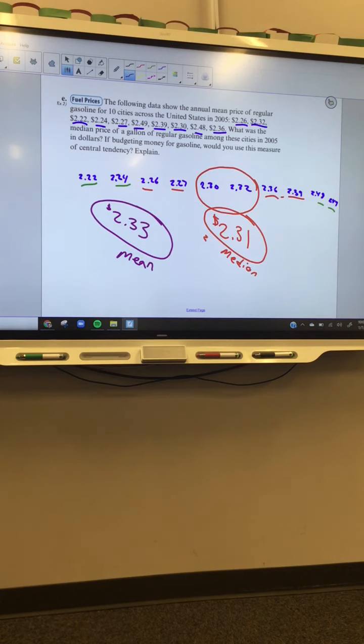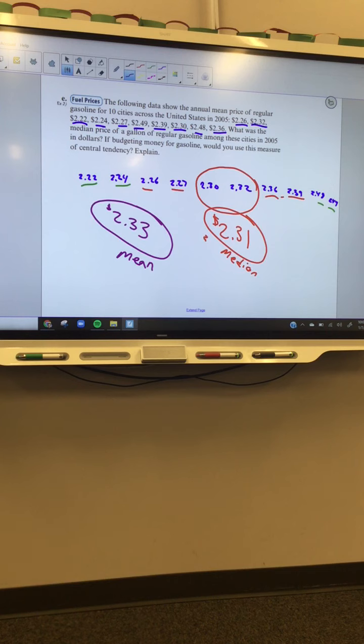Alright, so now, if the median is 231 and the average mean is 233, you look at that and go, well, that's only a couple pennies, right? It's not that big a deal. But if you're averaging on paying so many gallons of gas per month and 12 months a year, that does kind of add up, so you want to be specific. Which one do you think would be a better measure of central tendency to use?